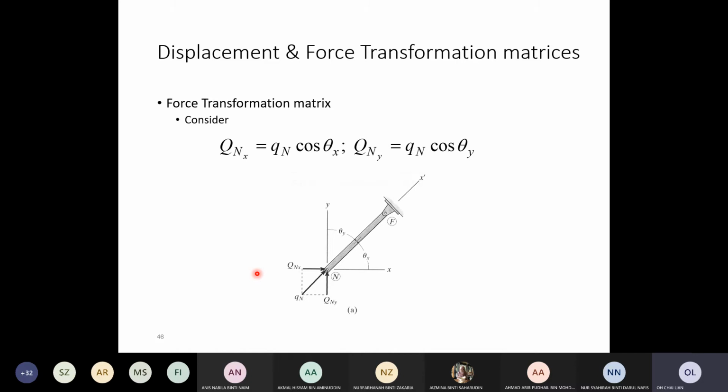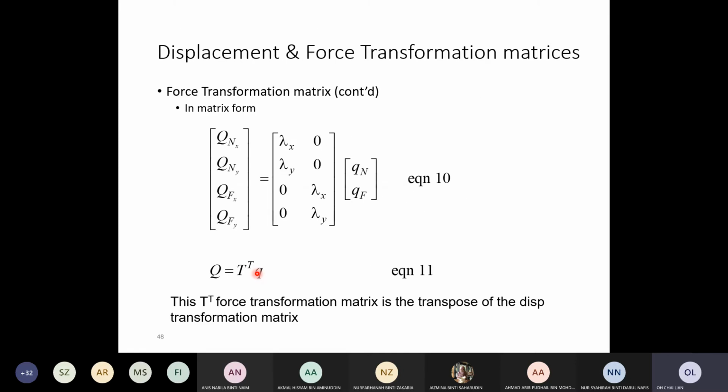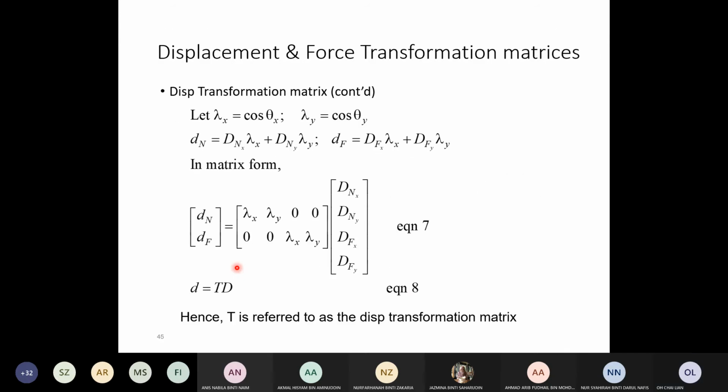Similarly, this slide explains the relationship between the global and the local, the big Q and the small q, and they are related with the lambda, cos theta x and cos theta y. If you look at this matrix form, it will be q equal to T transpose Q. These T are the same as this T actually. They are lambda x, lambda y, lambda x, lambda y, and zeros.